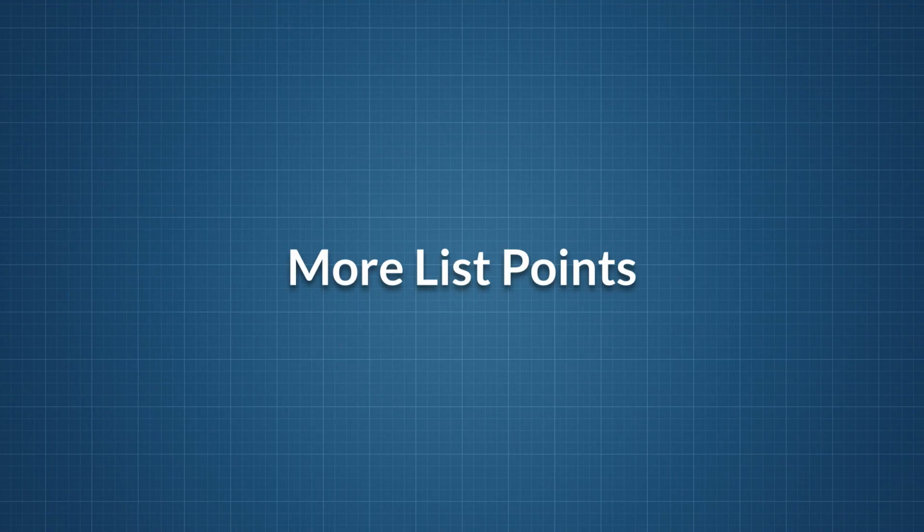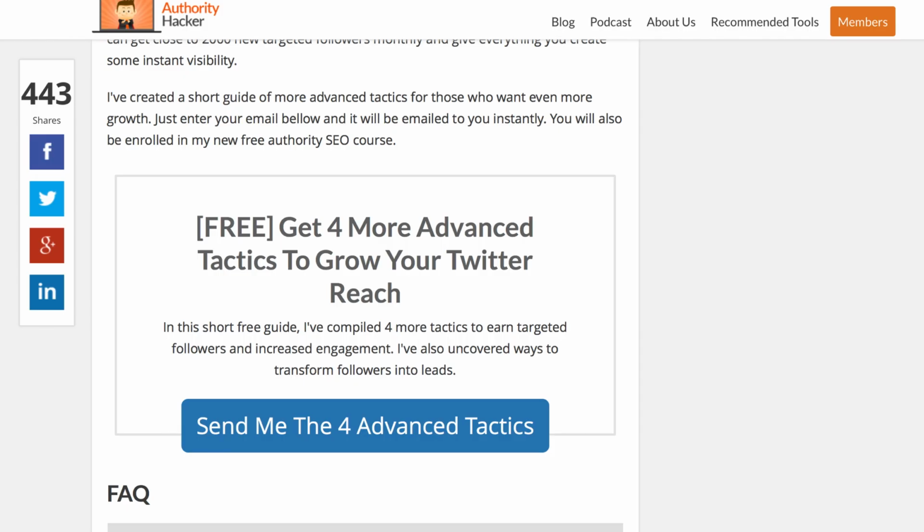The next one is the "more list points" approach, and that works especially well for list posts. So if you have a list post where you have 5 tactics to do this, 7 best fruits for weight loss, whatever it is, all you have to do is brainstorm a few more points and offer them as a download. And I did that on my Twitter growth post.